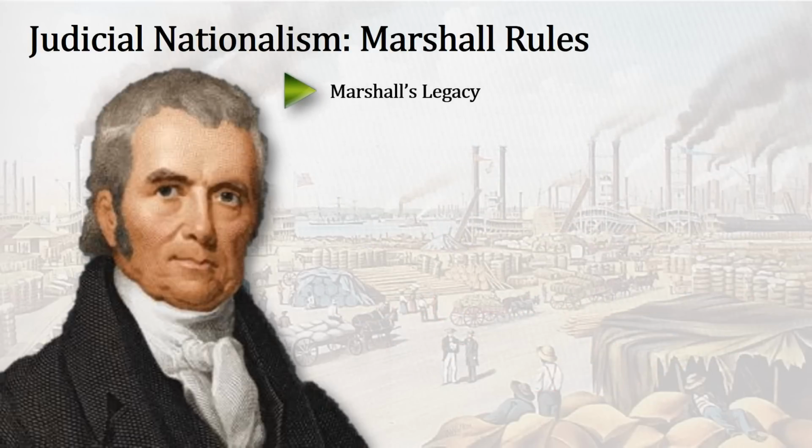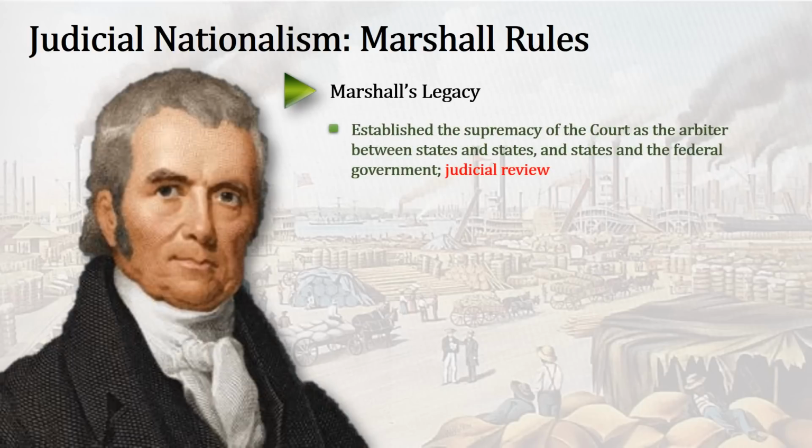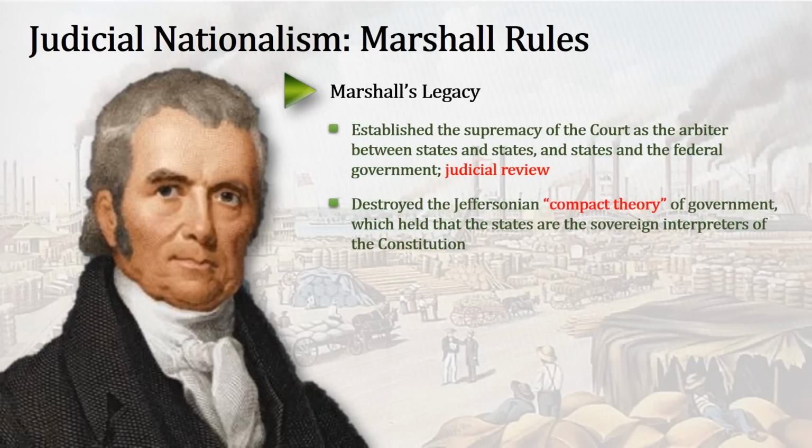John Marshall has left a lasting mark on the history of American jurisprudence. His decisions affirm many things that we now take for granted. The first is, of course, the concept of judicial review, which establishes the supremacy of the court as the arbiter between states and the federal government. Secondly, through a series of cases, he destroyed the Jeffersonian compact theory of government, which, as you recall, held that the states are the sovereign interpreters of the Constitution. Marshall rules, no, the states are not the arbiters of the Constitution, it is the Supreme Court.